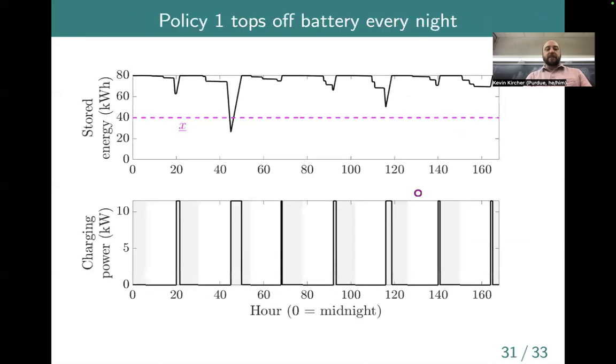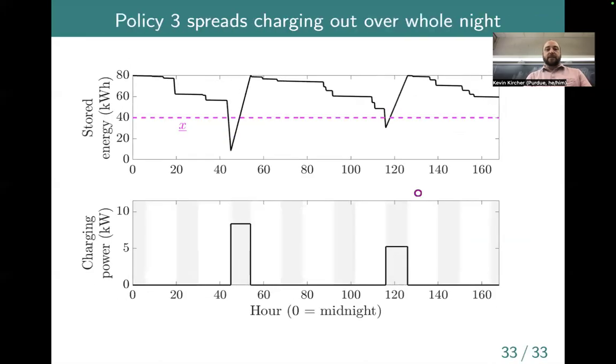Okay, for now, I'm going to move on to show the third policy here. So this one is similar to the second policy, but rather than charging full blast, basically we try to spread the charging out over the whole night.